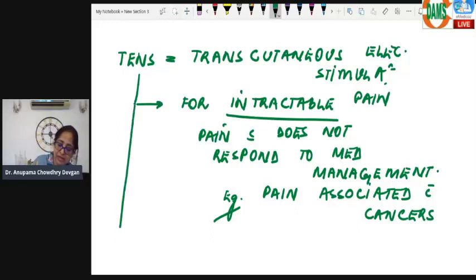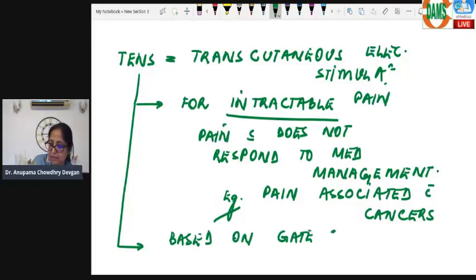Now, transcutaneous electrical nerve stimulation is based on the gate control theory. Yes, pain associated with PIBD, absolutely right, which is not responding to medical management. Or, for instance, in certain cases, you cannot give too many opioids, yes, because of fear of addiction.